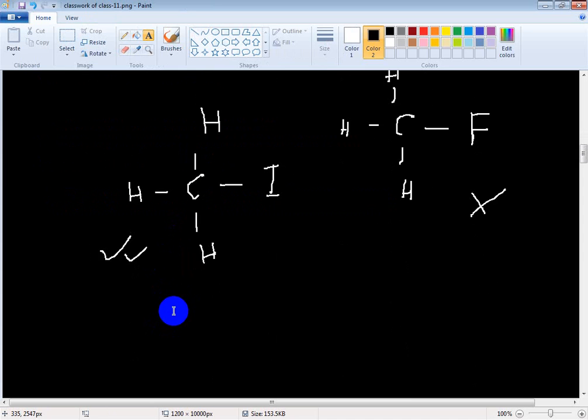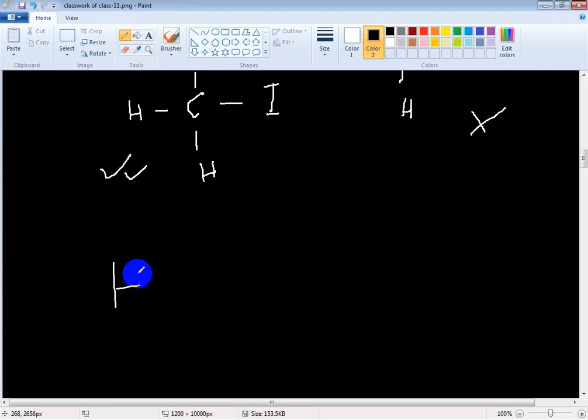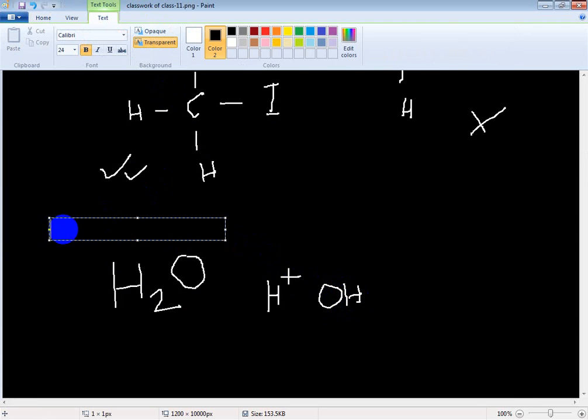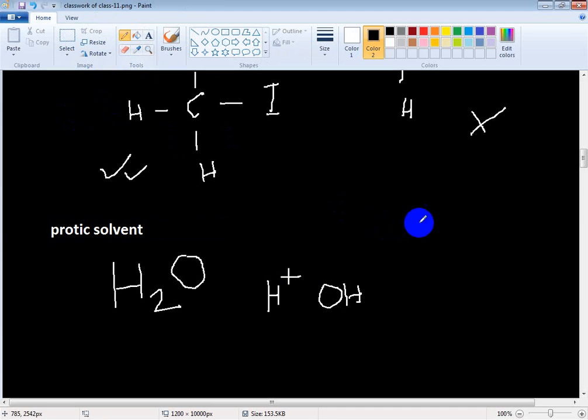I discussed it already. Protic solvent, like water. Water has a positive part also. This is the proton content. Okay, this is a protic solvent. Protic solvents prefer the SN1 reaction. Okay, protic solvent.